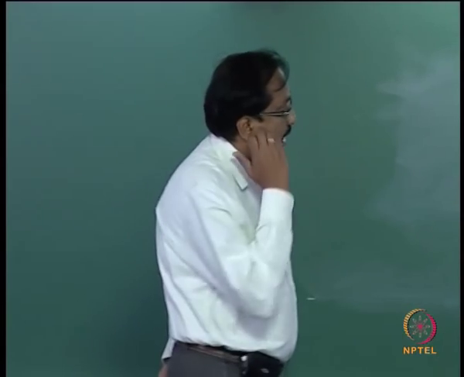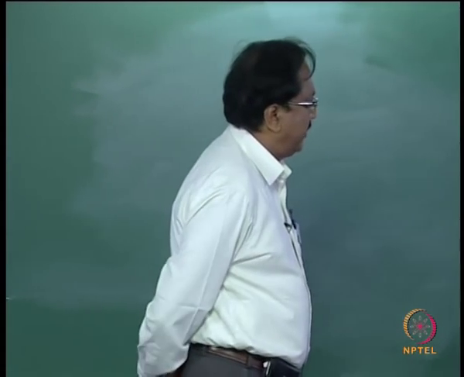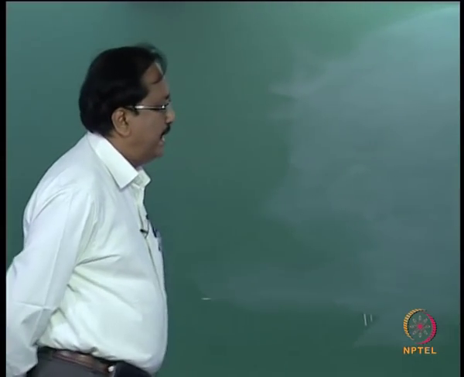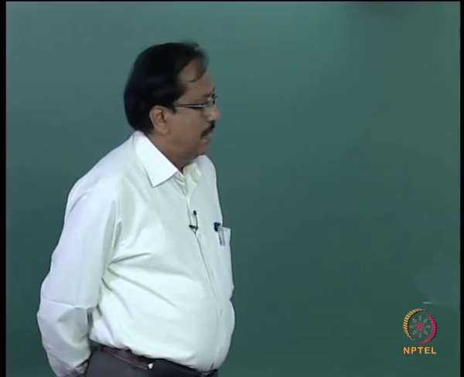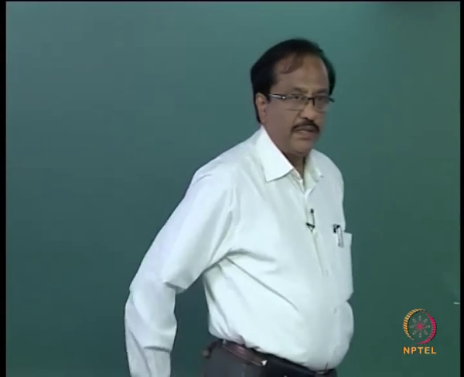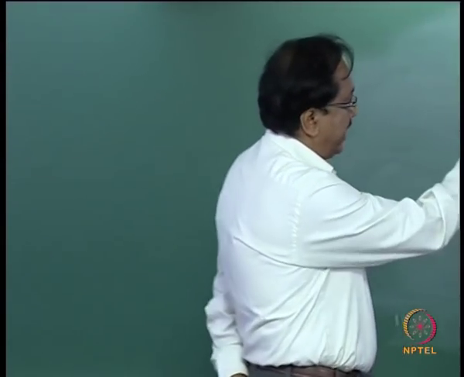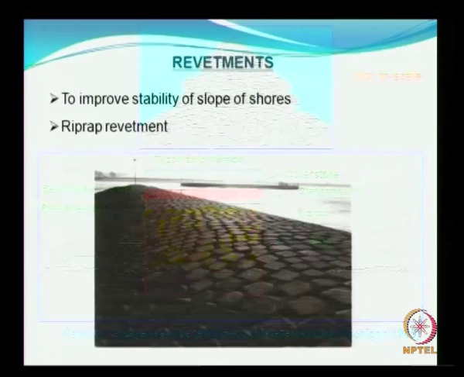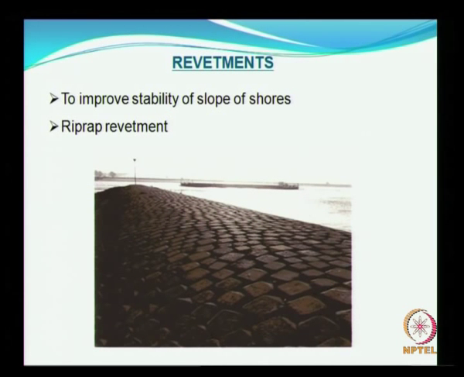Now this is a very old kind of structure where they have used a cellular type of steel sheet pile jetty, as early as 1965. So the details are shown here, wherein you have the sheet pile, then the dredge cell fill. They have filled the dredged spoil, so it increases the gravity, and then it extends into the ocean. Now with this I stop.